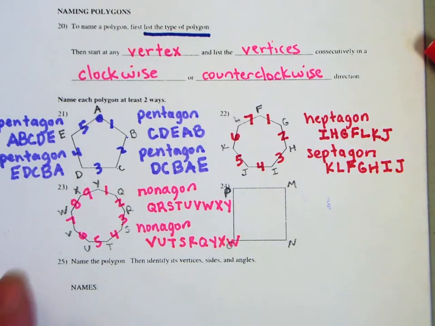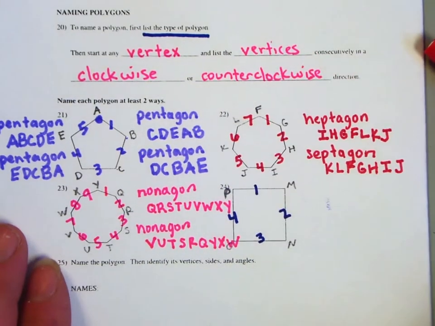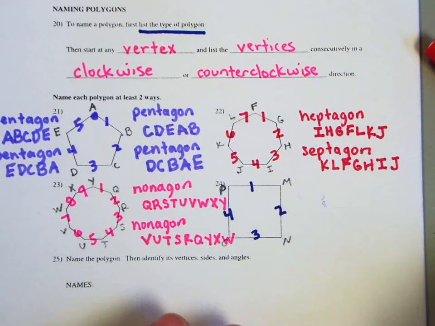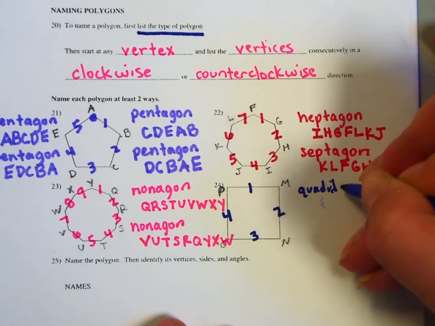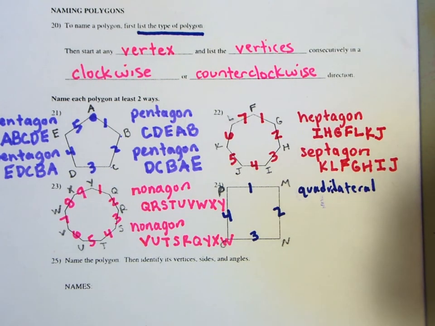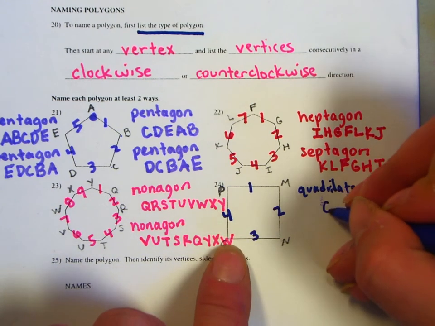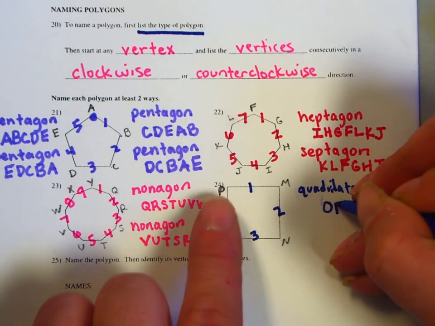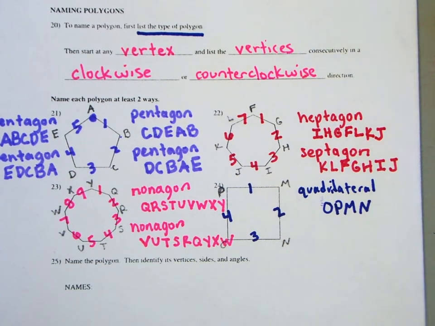Okay, and lastly, we have a 4-sided figure, which is clearly a quadrilateral. So we could name this quadrilateral O, P, M, N, going in a clockwise motion.